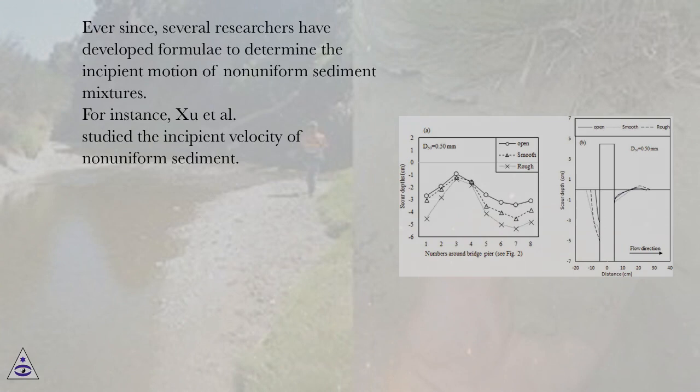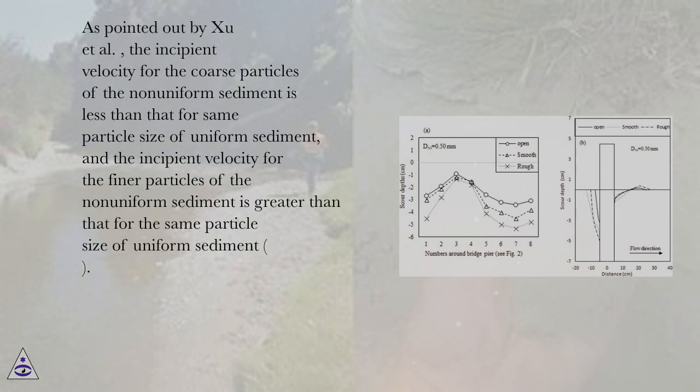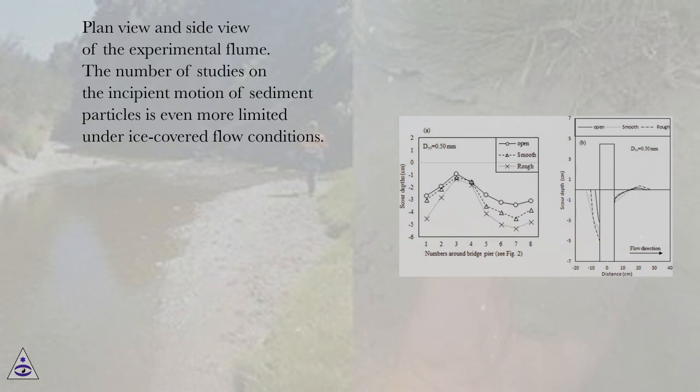Ever since, several researchers have developed formulae to determine the incipient motion of non-uniform sediment mixtures. For instance, Sch et al. studied the incipient velocity of non-uniform sediment. As pointed out by Sch et al., the incipient velocity for the coarse particles of the non-uniform sediment is less than that for same particle size of uniform sediment, and the incipient velocity for the finer particles of the non-uniform sediment is greater than that for the same particle size of uniform sediment. Plan view and side view of the experimental flume.